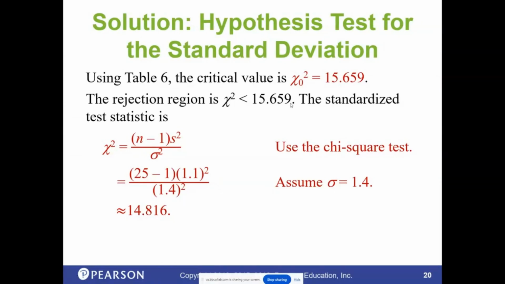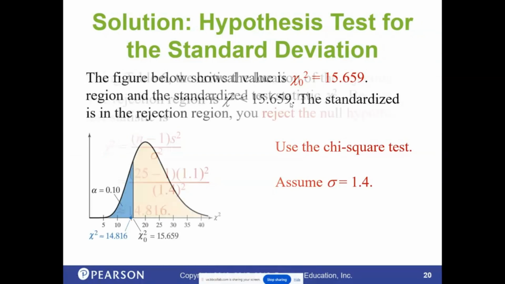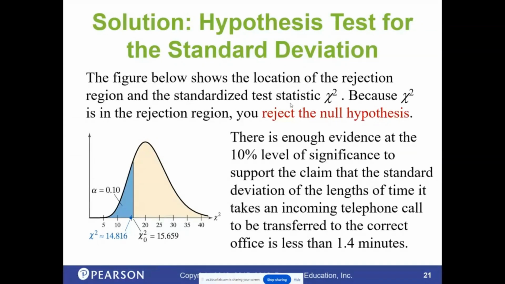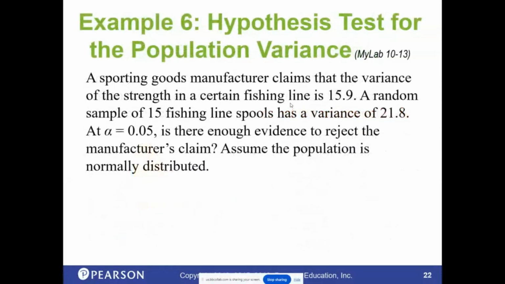So it is. And so here's a picture of what that looks like. Sure enough, it's in our rejection region. So we're going to reject the null hypothesis. So that means for this problem, we can say there is enough evidence at the 10% level of significance to support the claim that the standard deviation of the lengths of time it takes an incoming telephone call to be transferred to the correct office is less than 1.4 minutes. Any questions on that one? All right, next one.